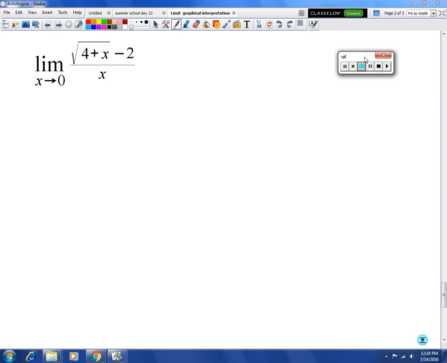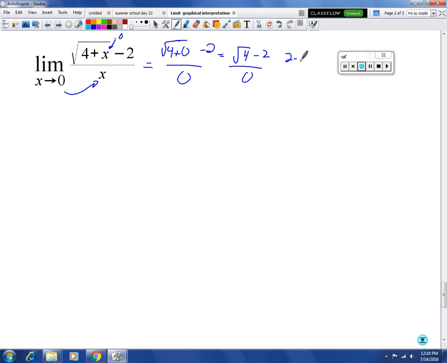Okay, let's do what we normally do. We're going to try to substitute 0. You see right off the bat we get a 0 in the denominator, and when we substitute 0 for x in the numerator, we get the square root of 4 plus 0, and then we have a minus 2. 4 plus 0, of course, is 4, and the square root of 4 is 2. So we have a 0 over 0 situation. So it's calling for some kind of algebraic manipulation, so we can actually substitute 0 later.